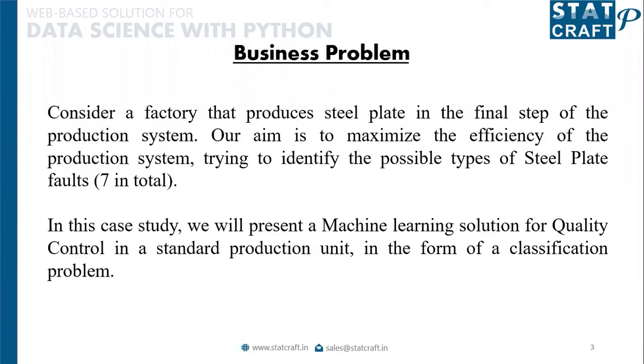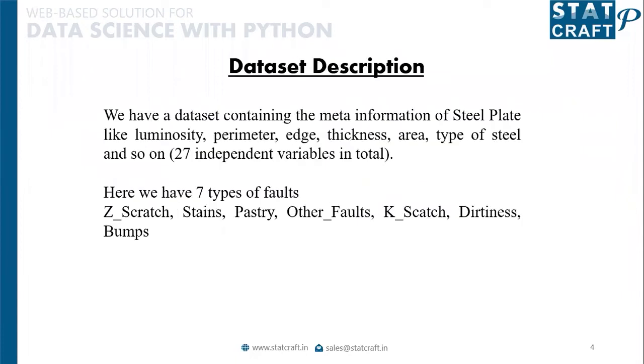What is the business problem that we have? Consider a factory that produces steel plate in the final step of the production system. Our aim is to maximize the efficiency of the production system, trying to identify the possible types of steel plate faults. There are 7 types of faults in the steel plate which we are trying to detect. In this case study, we will be using machine learning techniques for quality control in a standard production unit in the form of a classification problem.